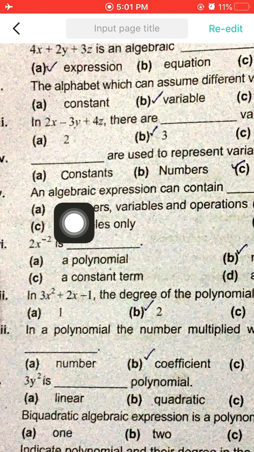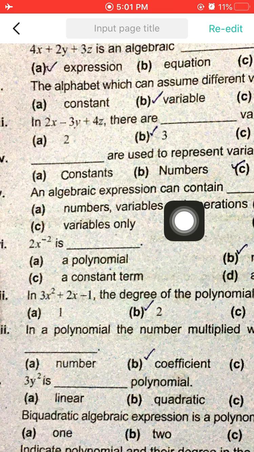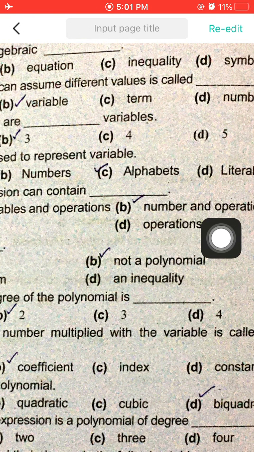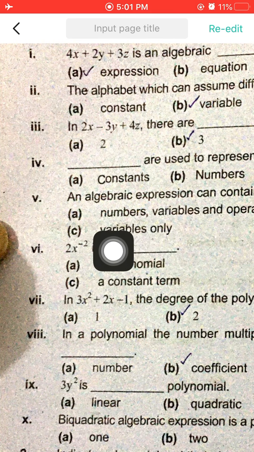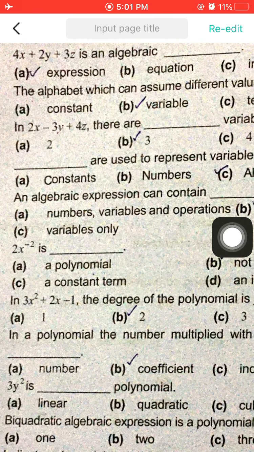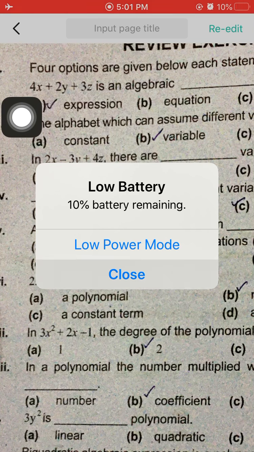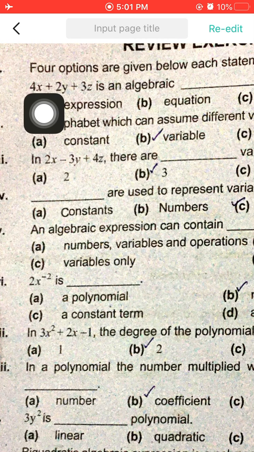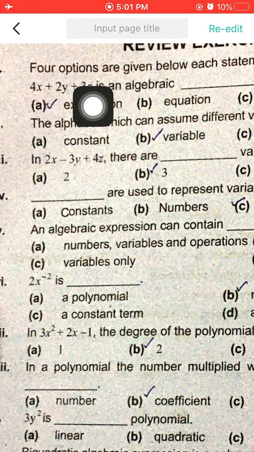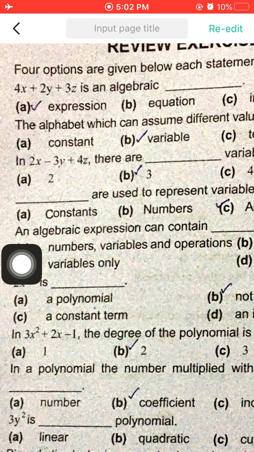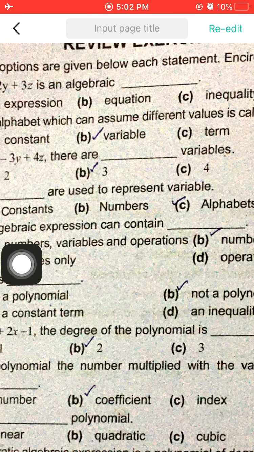Here he mentioned an algebraic expression can contain. Students, according to your book, that's number and operator, but an algebraic expression has 3 things: numbers, variables and operations. Because in this algebraic expression you have numbers for variables x, y, z and operators, meaning plus and minus. It means option A is more correct, but according to your book you mentioned part B.